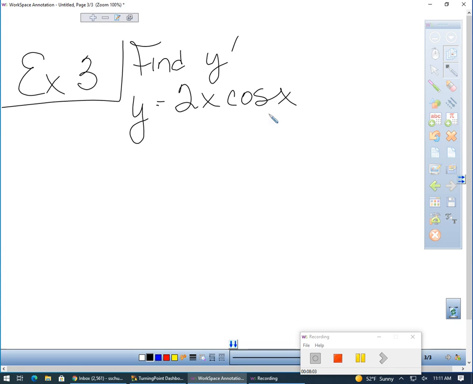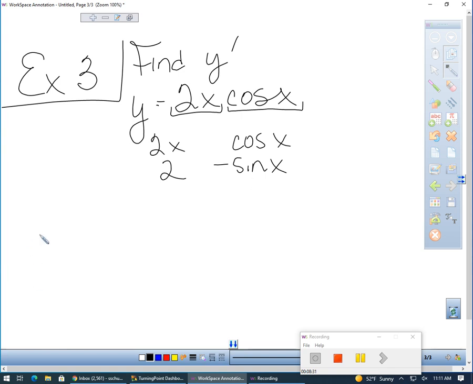It is technically a product rule, right? We have two functions. The first function, or the f of x piece, is 2x. The second one is cosine x. So we're going to do the product rule. The derivative of 2x is just 2. The derivative of cosine x is negative sine x.